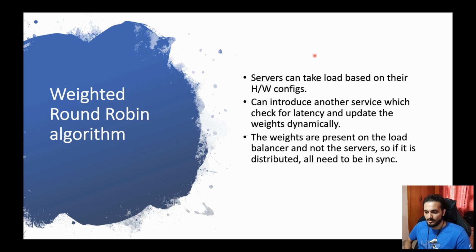So in this case, you can decide the ratio based on hardware configs. You can monitor the performance of each of these servers, and then based on that you can give these ratios. It depends on how you want to take it forward. The second point is, you can also introduce some other service which dynamically checks for latency on each of these servers and then updates these ratios manually. This is again an addition to the logic which we already have, and it might complicate it in certain scenarios, but this is a choice that you have.